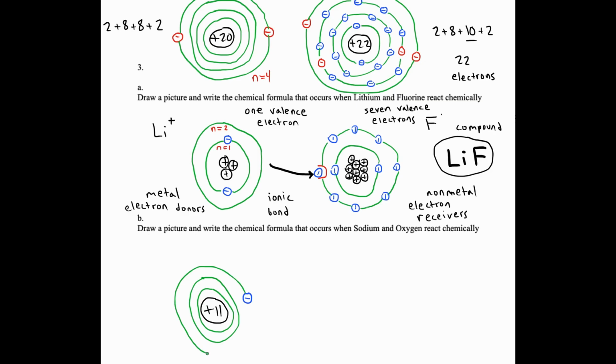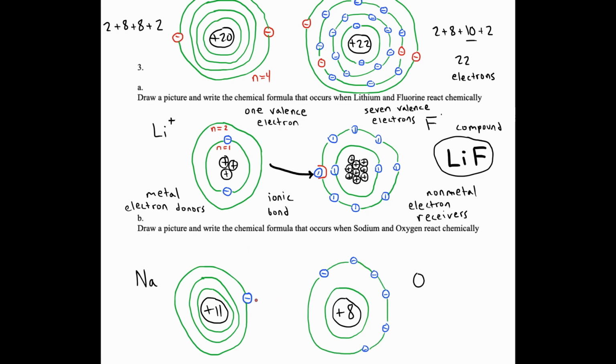Sodium is a highly reactive element because it'll easily give up that one electron. That's sodium. Now we also want to draw oxygen. Oxygen has just 8 protons. It's got a full inner shell, but it does not have a full outer shell. It's only got 6 electrons in the outer shell.